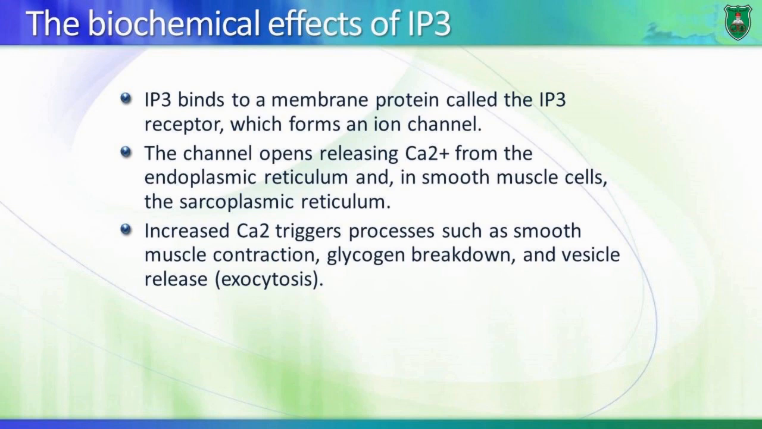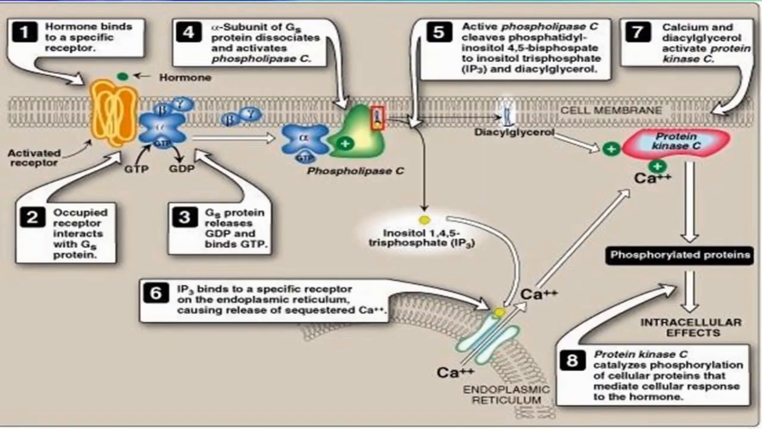So what does IP3 do exactly? Well, let's look at here. So you have ligand binding to the receptor. The receptor is activated. It activates the G protein. The alpha subunit is released and it's active. It interacts with the phospholipase C. And when it does, it converts PIP2 into IP3 right here and diacylglycerol.